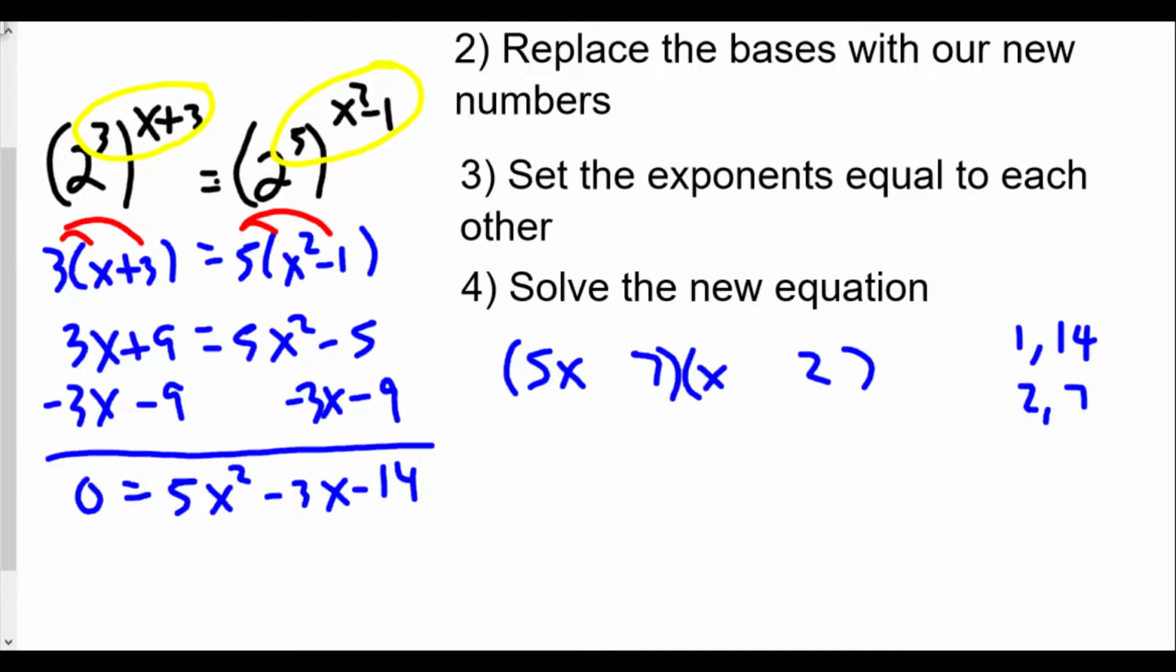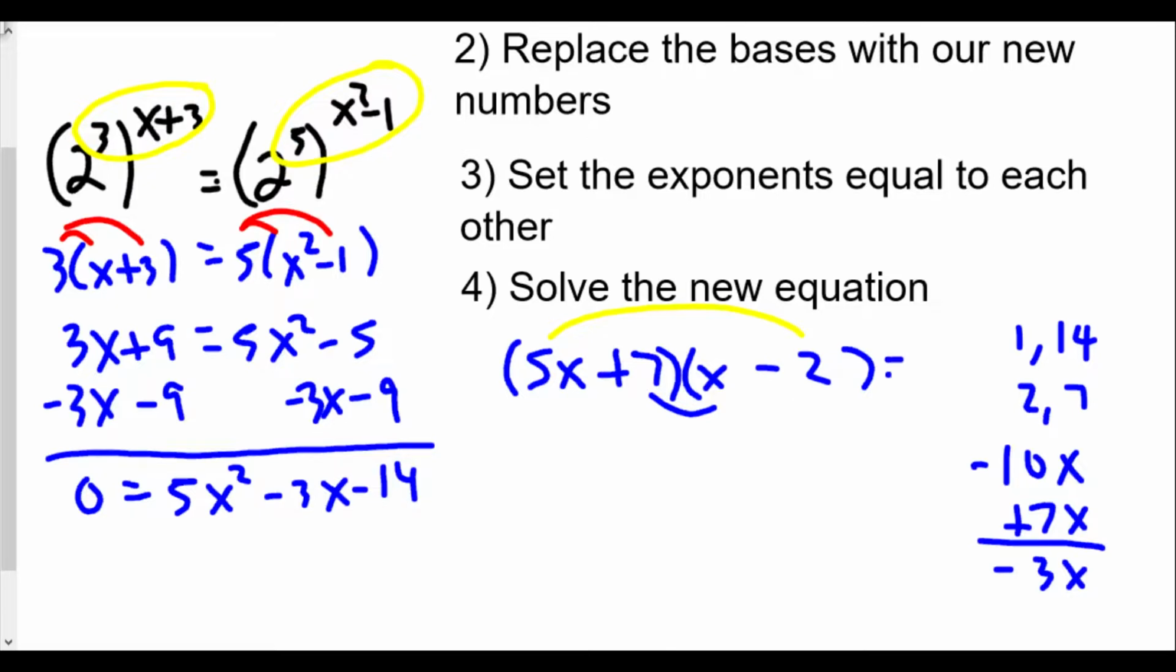And so I see in this case, 5 times 2 is 10x. And then 7 times x is 7x. And I want a negative 3x as a sum. Well, if I make this negative 10 and positive 7, this works out. So we have 5x plus 7 and x minus 2, and this is equal to 0.